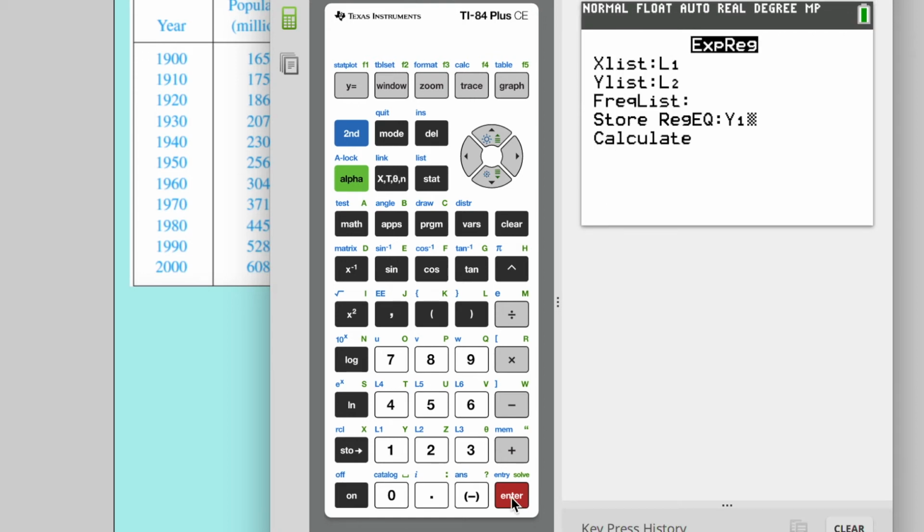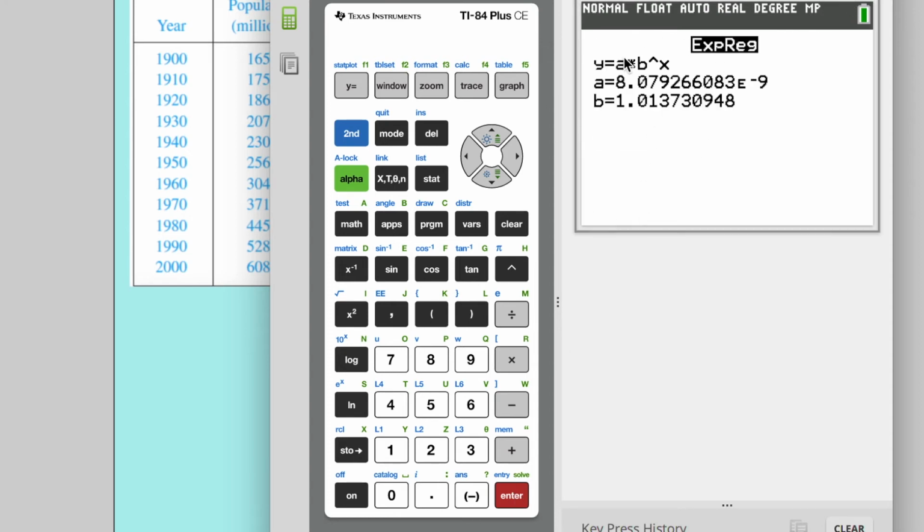Okay. So what this does is it's going to tell us the equation for this data, and then it's going to store it in my Y equals. Okay. And then I hit enter one more time and I hit calculate. Okay. So this is my exponential equation. So I'm going to write that down.